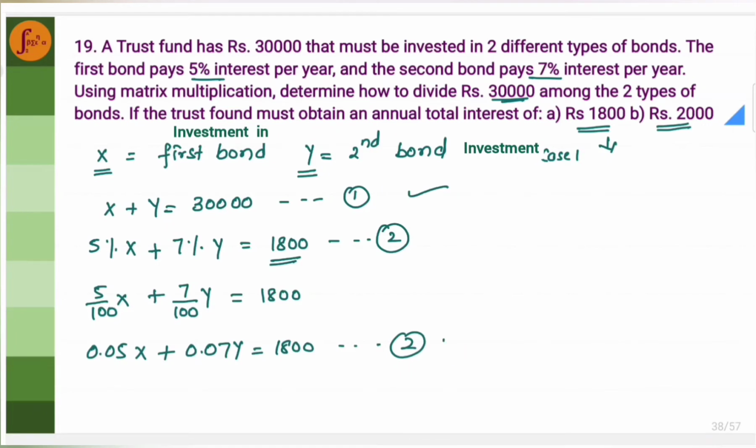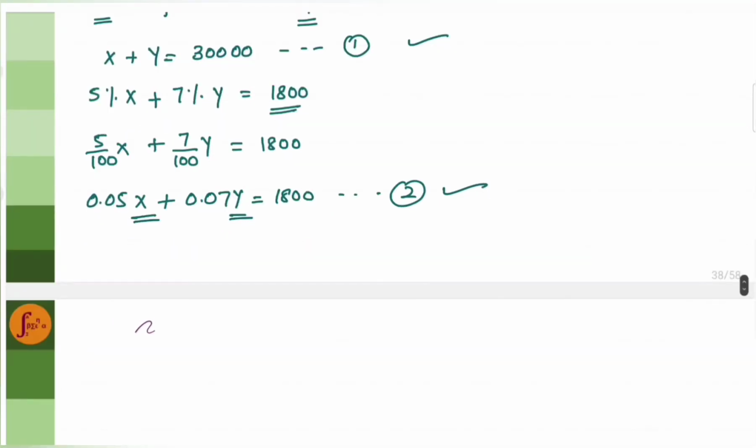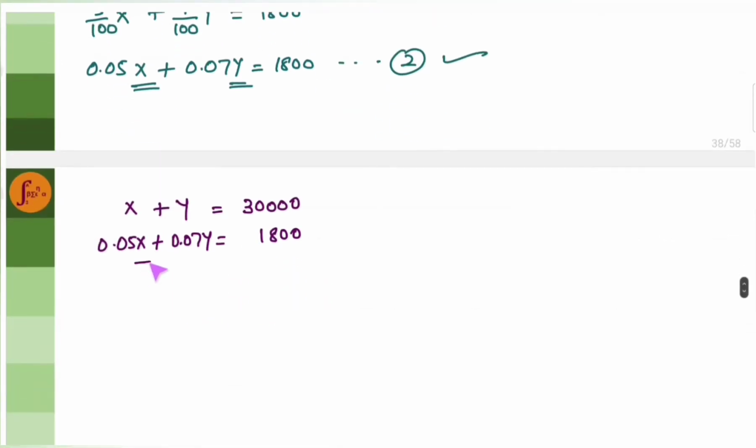Now using 1 and 2, we'll have to find X and Y. Why do we have to find X and Y? Because we have assumed X to be the investment in the first bond and Y to be the investment in the second bond. So let's rewrite these equations. X plus Y is equal to 30,000 and 0.05X plus 0.07Y is equal to 1,800. Now we'll have to solve for X and Y.